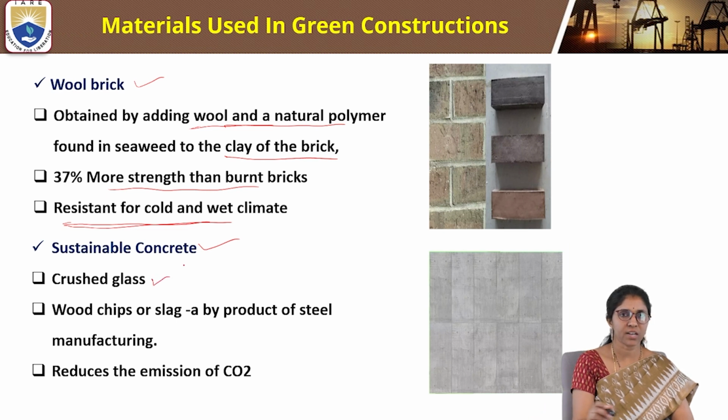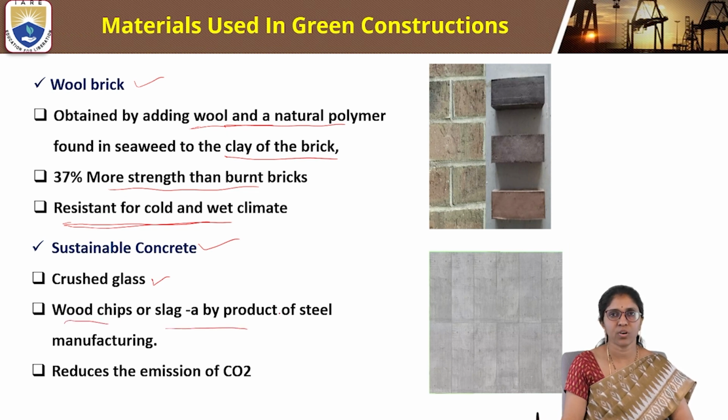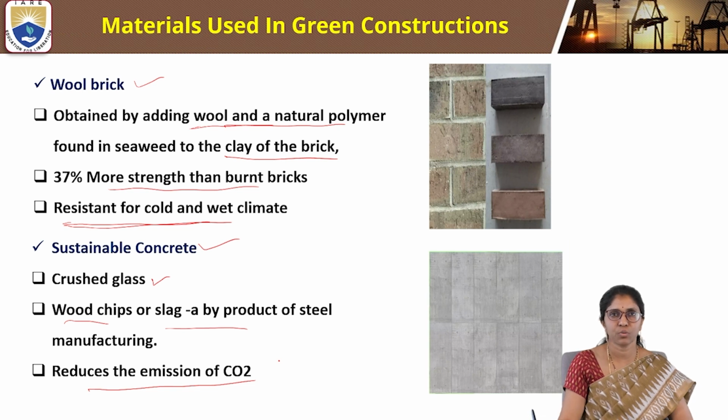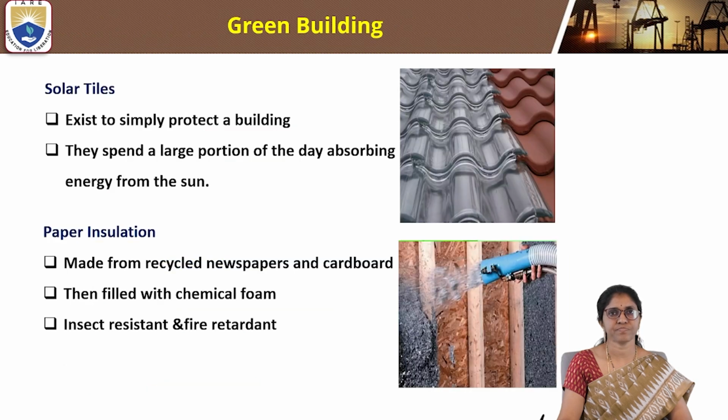Sustainable concrete uses crushed glass, wood chips, or slag, which is a byproduct of steel manufacturing. So we can use crushed glass or wood chips or slag. It reduces the emissions of CO2. We have to use this sustainable concrete, as it reduces the emission of carbon dioxide.